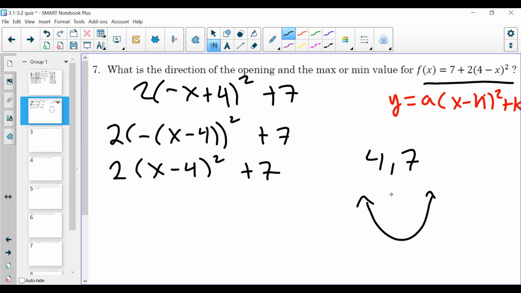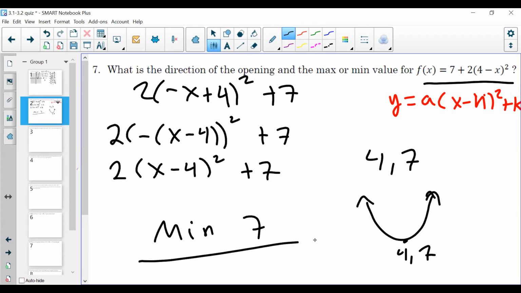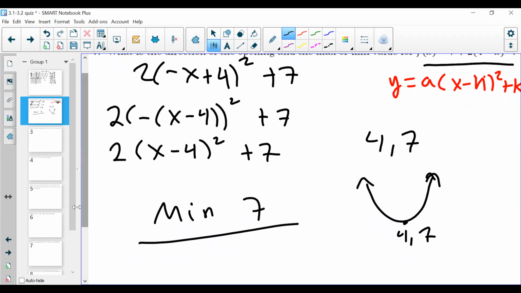And problems like this, anytime we're asking about the properties of a graph, I would always draw a rough sketch. So I know if I have a positive a value, I'm opening up. So I'll graph that little function here, and then I'll just graph the vertex of 4, 7. So I can see from here, well, I have a minimum at 7. Any questions about that? Does that make sense?